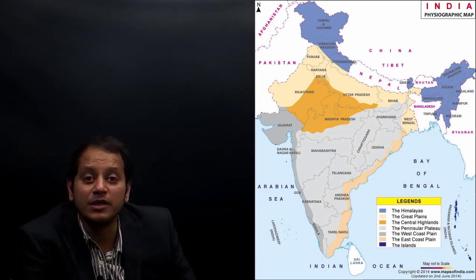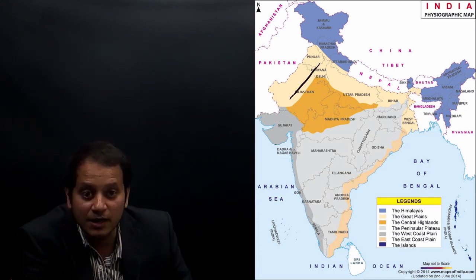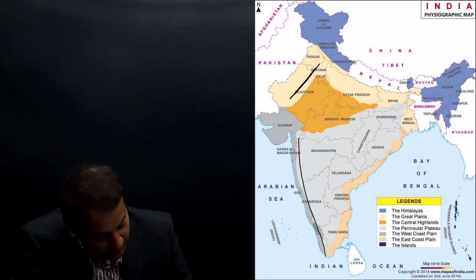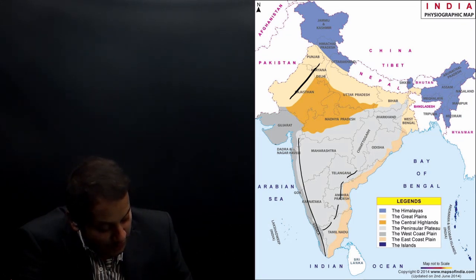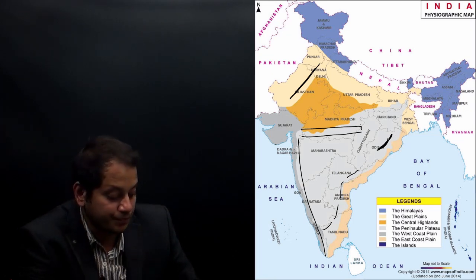Now before I start with the coastline of India, what do we know? We know that these are the Aravalli ranges. We know that this continuous mountain range here is the Western Ghat range. We also know that this region here is the eastern coast of India. This is the Eastern Ghat of India. We know that these are the Vindhyas and the Satpuras.